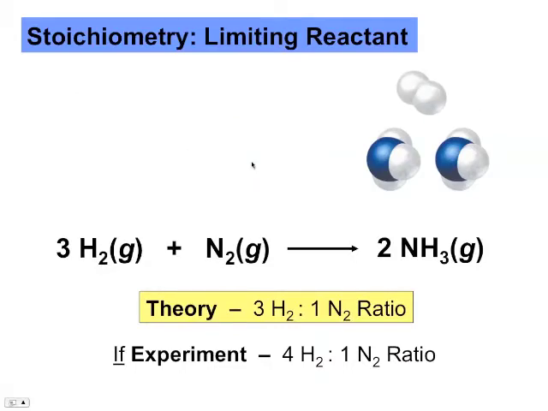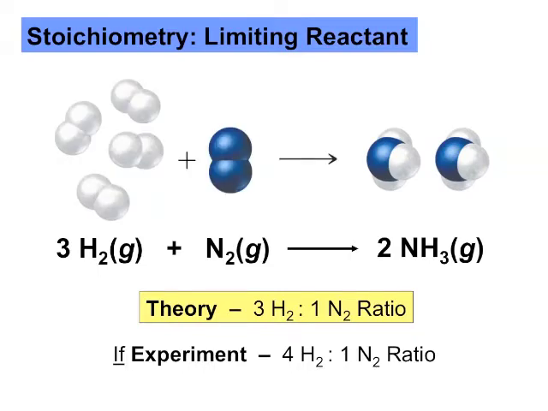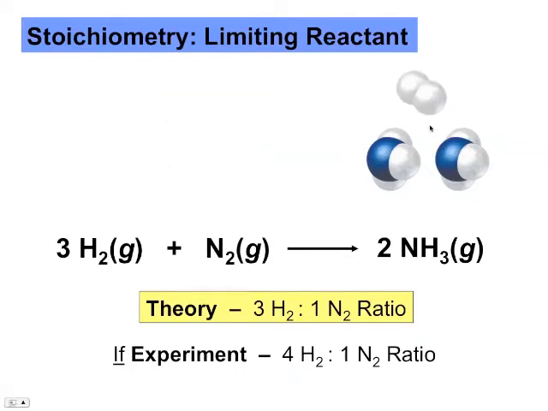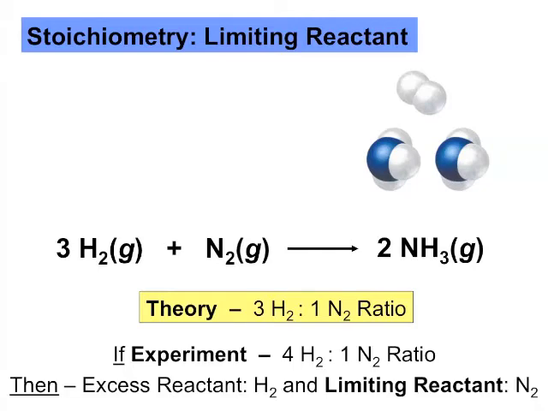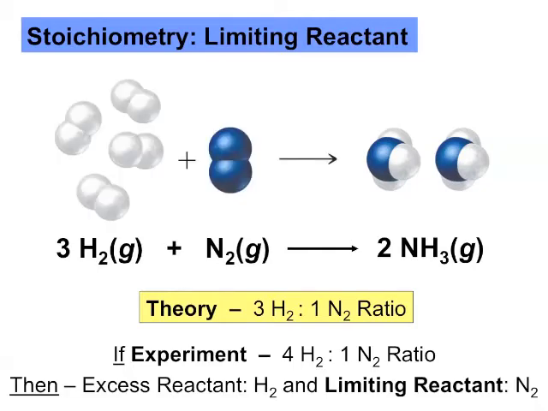When the chemical reaction is over, let's go back here. When the chemical reaction is over, 3 molecules of hydrogen are going to react with our 1 molecule of nitrogen to give us our 2 molecules of ammonia. And we're going to end up with a molecule of hydrogen left over, right? If we look at our experimental ratio, right, our experimental ratio is 4 to 1.